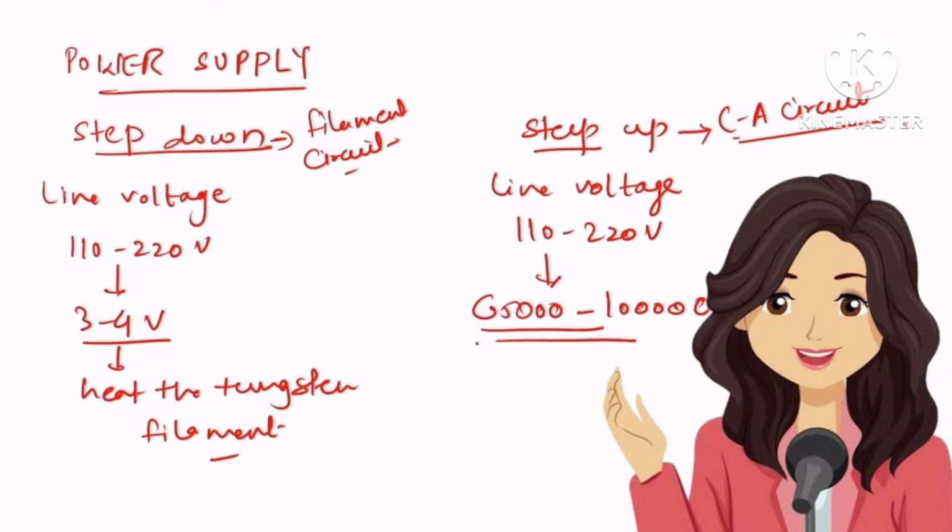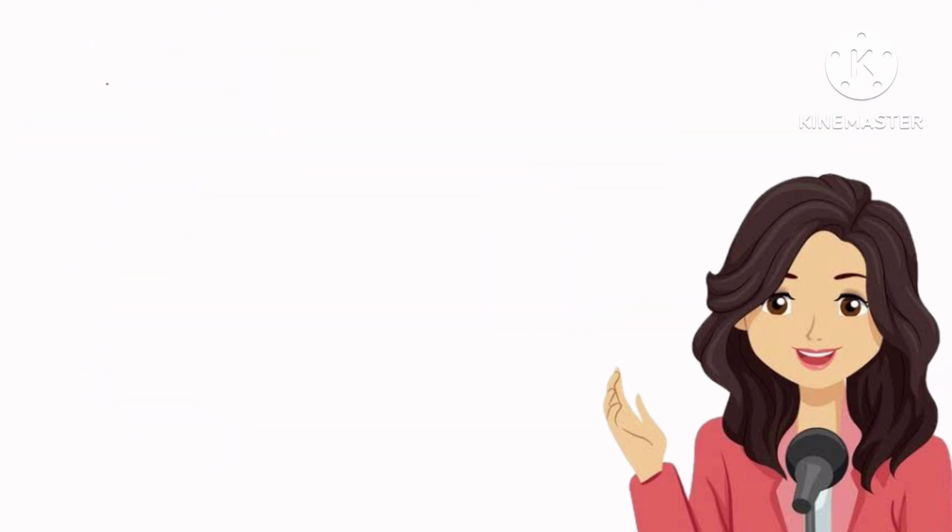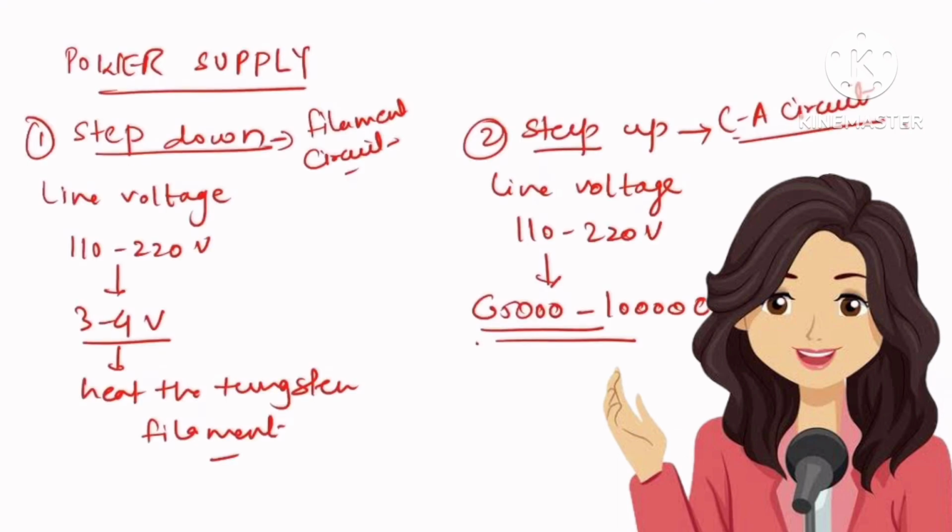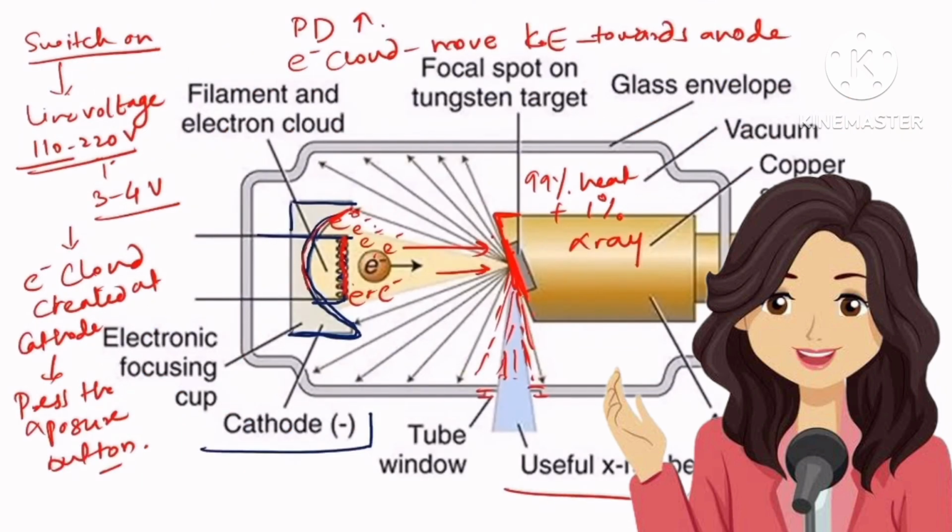There is an auto transformer also, attached to the tube. Repeat: step up, step down. So this is the power supply of the X-ray machine. This is basically a transformer added in the X-ray machine. Basically, what will the step down transformer do? The line voltage, like when you charge the phone, is 110 to 220 volts. Same, when you switch on the X-ray machine button, you get 110 to 220 volts line voltage.